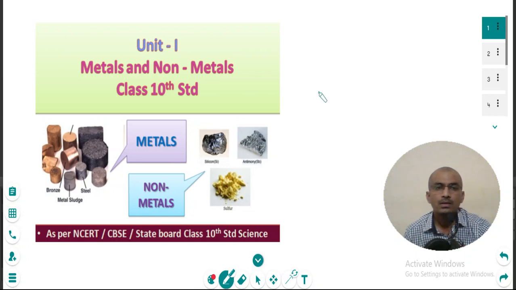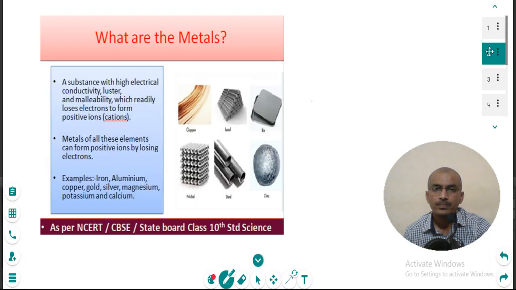Welcome back. Another session as part of CBSE 10th Standard Science, and today's topic is metals and non-metals. First, let us look into what metals are. Then we will discuss non-metals. So what are metals?